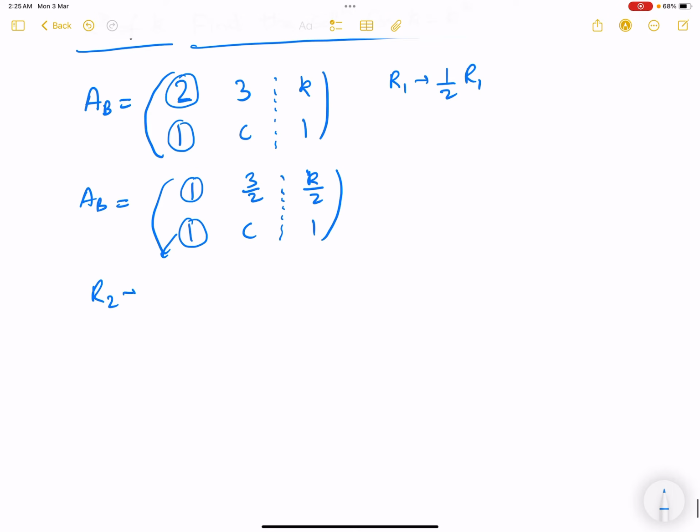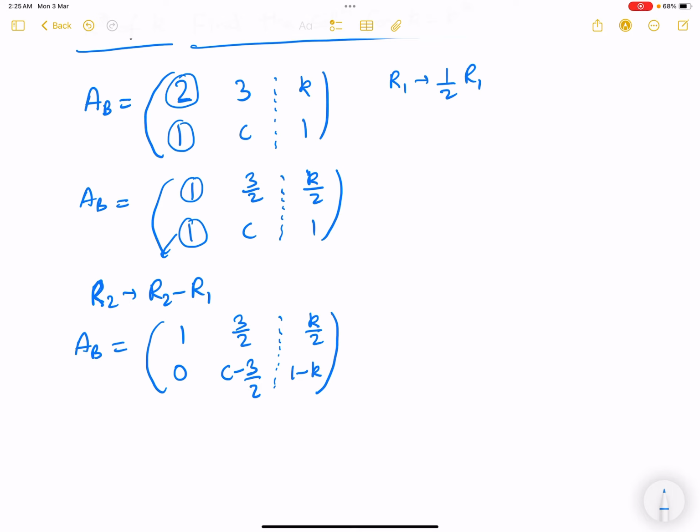Now we need to make this as 0. So R2 goes to R2 minus R1. So A augmented B becomes 1, 3 by 2, k by 2. This becomes 0. This becomes c minus 3 by 2. And this becomes 1 minus k by 2.